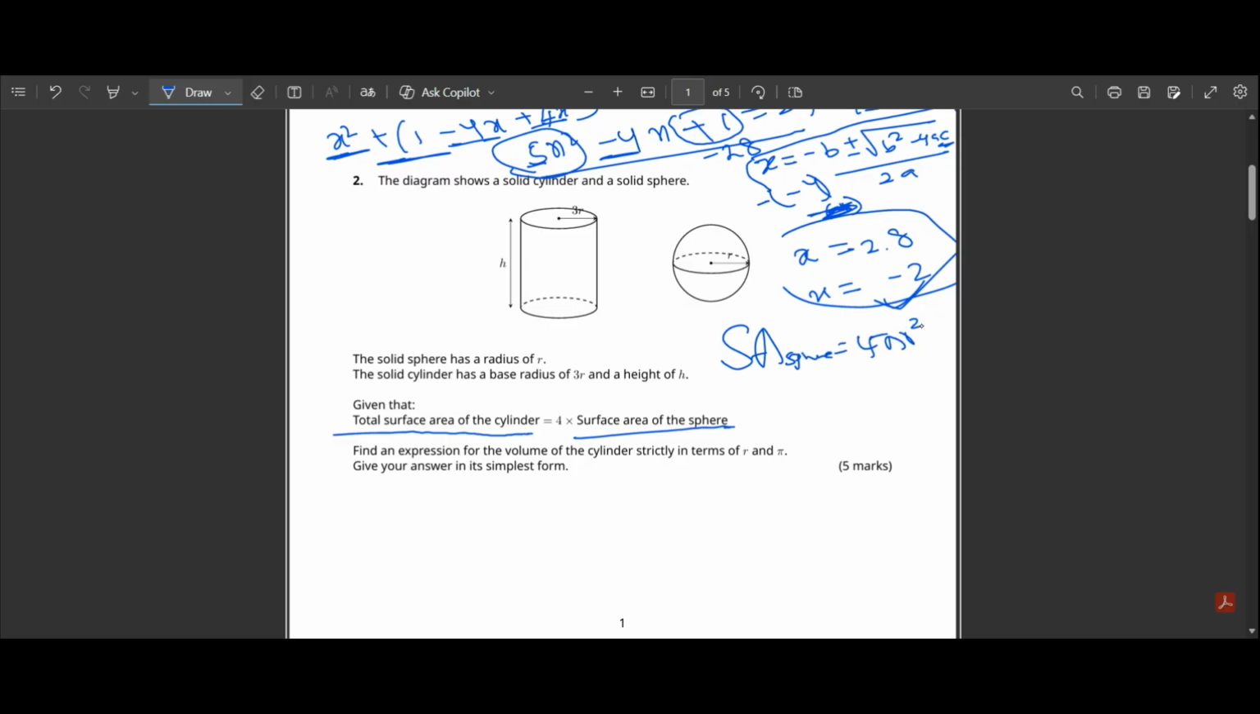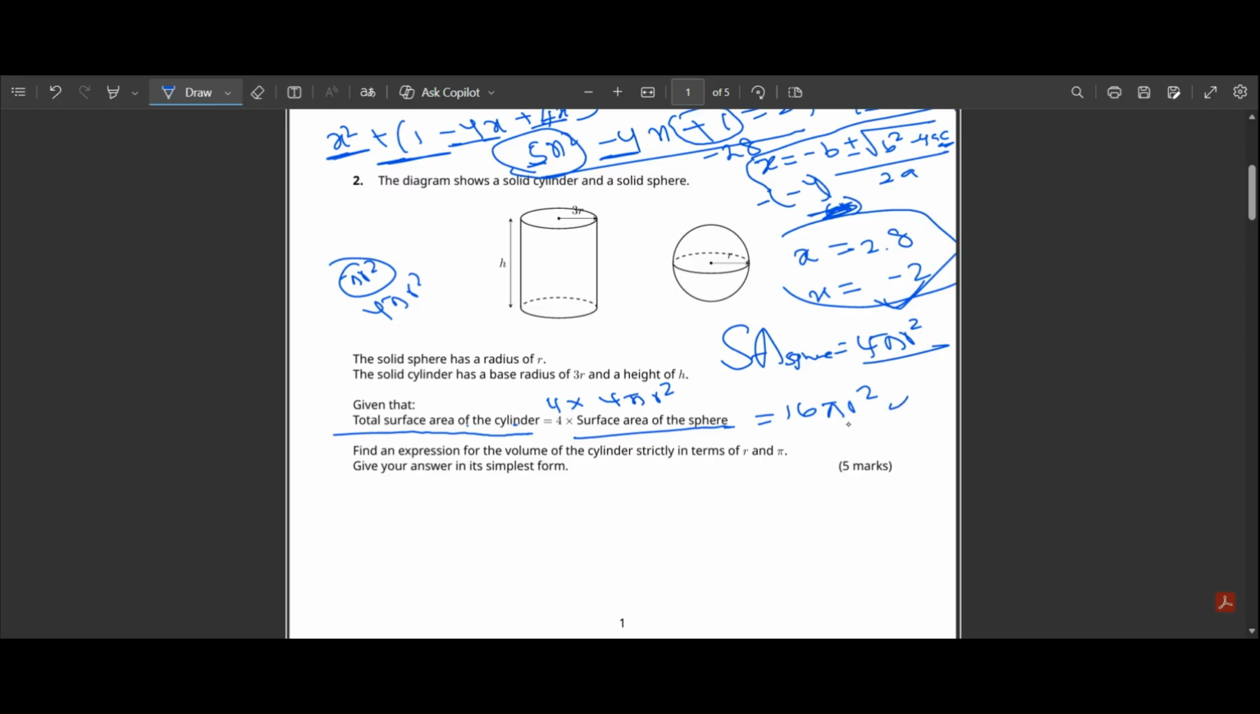It is 4 pi r squared. If you want to remember this, a circle is pi r squared, a sphere is 4 pi r squared, like 4 times of it. So the surface area of the sphere is 4 pi r squared. So the total surface area of the cylinder is 4 times that. It means 4 into the surface area of the sphere, 4 pi r squared. So the total surface area of the cylinder is 16 pi r squared.